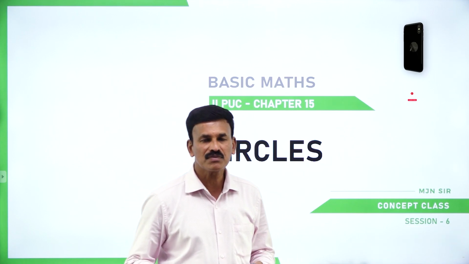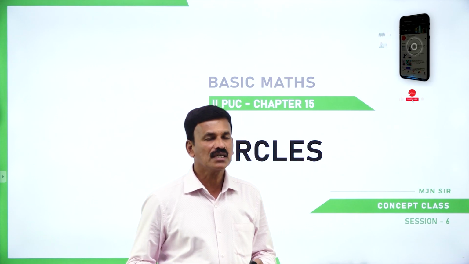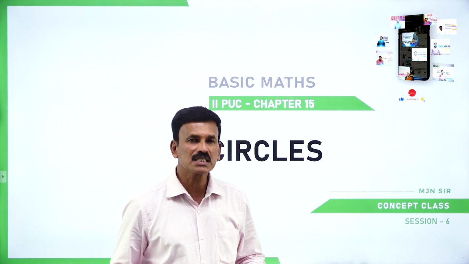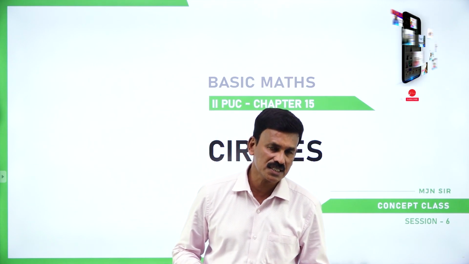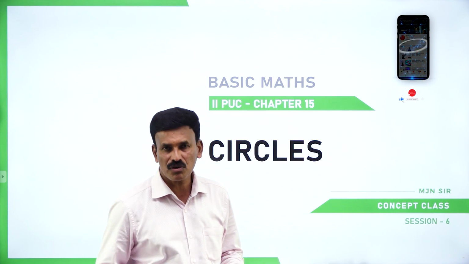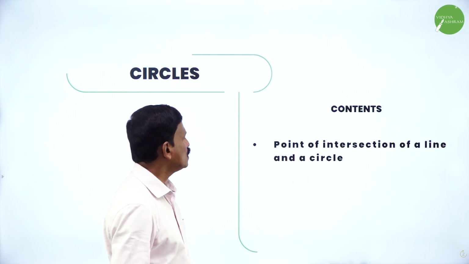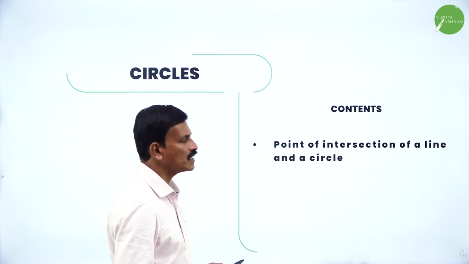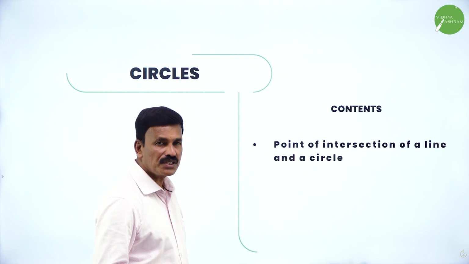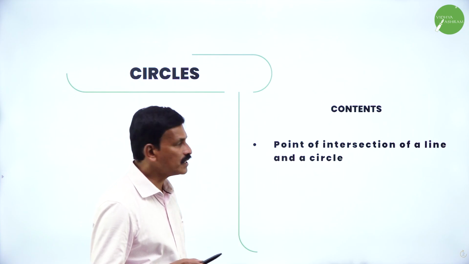In my previous class, we discussed finding the length of tangent whenever it is intercepted on the x-axis and y-axis, as well as problems based on concyclic circles. Today in this session, I am going to discuss the point of intersection of a line and a circle. So, the point of intersection of a line and a circle.